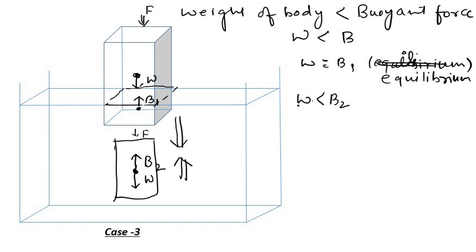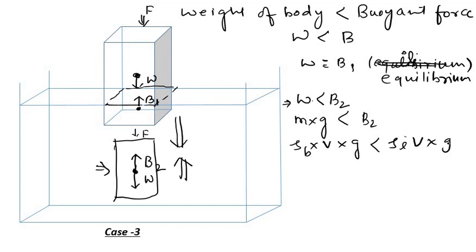So we stick to this condition, and here weight of the body is equal to mass of the body multiplied by g, that is less than the buoyant force B2. Mass is equal to density of the body multiplied by the full volume of the body, multiplied by g. Buoyant force is equal to density of liquid, volume of the submerged part of the liquid, and the volume of the submerged part is again the volume of the complete body, because I am talking about this condition. So that is complete volume multiplied by g. You can see that both get cancelled. So the density of liquid has to be larger than the density of the body in order to cause flotation.